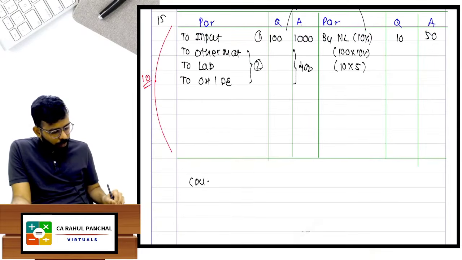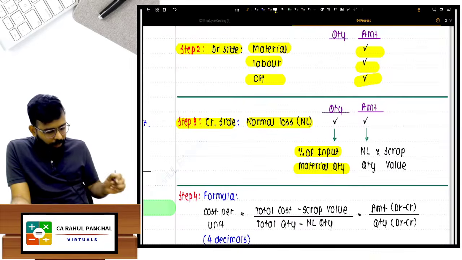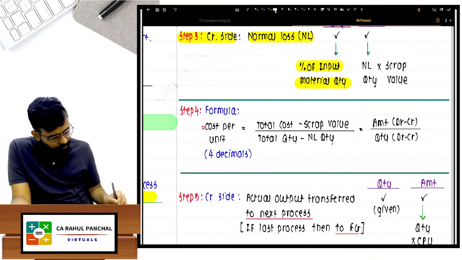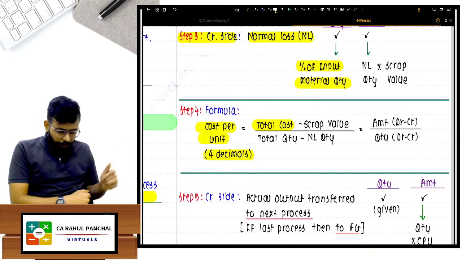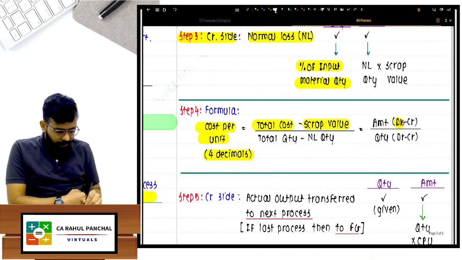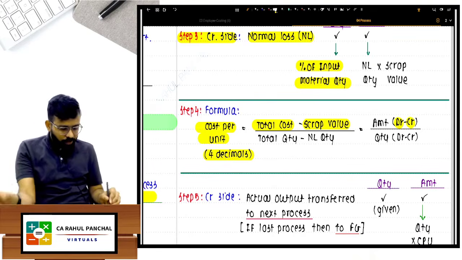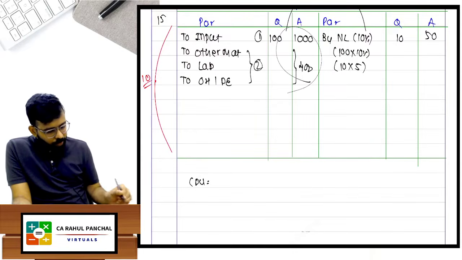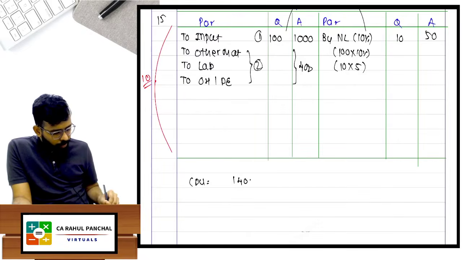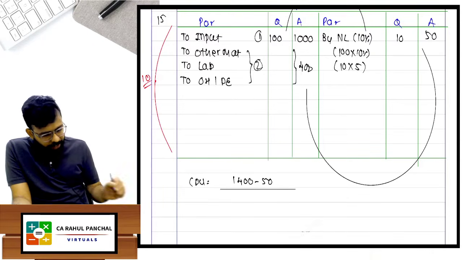Step number 4, boundary. तो boundary मतलब बोले तो बाहर आ जाने का formula. 4 decimals you have to keep. Total cost which is on the debit side, amount का minus amount का credit side, so you will get net cost, total quantity minus normal loss quantity. Like I will add this total, that is 1400 is my total cost, and 50 is my scrap value which I have recovered guys.